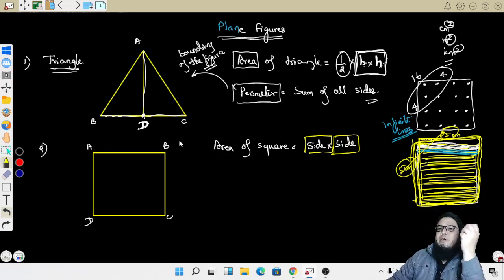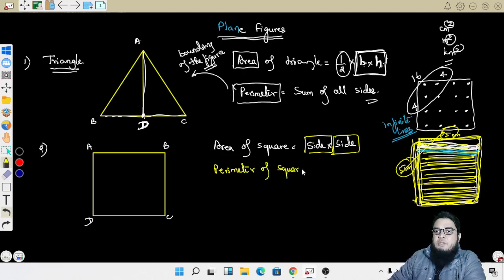In a similar way, when we have the area, you will notice this in each and every plane figure. Now, if we talk about the perimeter of a square, that is 4 into side, because all sides are the same. So 4 into side will give you the sum of all sides, that is AB plus BC plus CD plus AD. If the side is X, then each side will be X. So that will be the perimeter of a square.